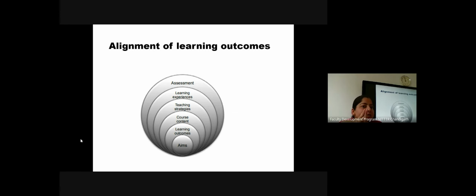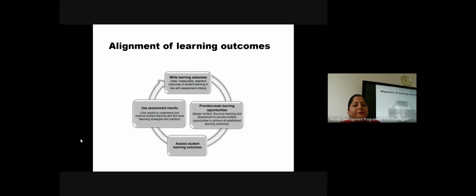Whatever you are assessing, that must be taught by you beforehand. अगर आप नहीं पढ़ाओगे तो you do not have the right to assess that information. So your teaching needs to be reflected in the assessment practices that are being followed by you. So, alignment of learning outcomes.